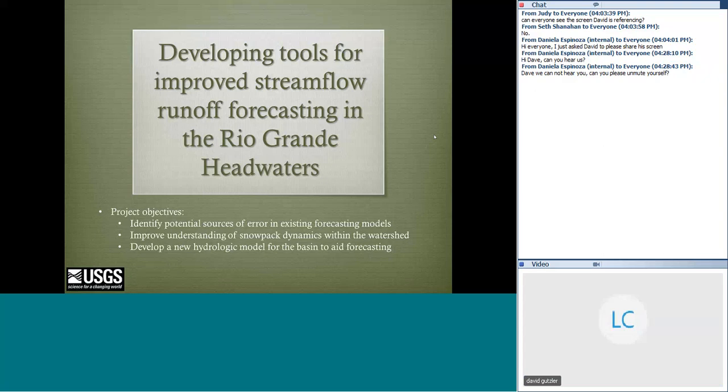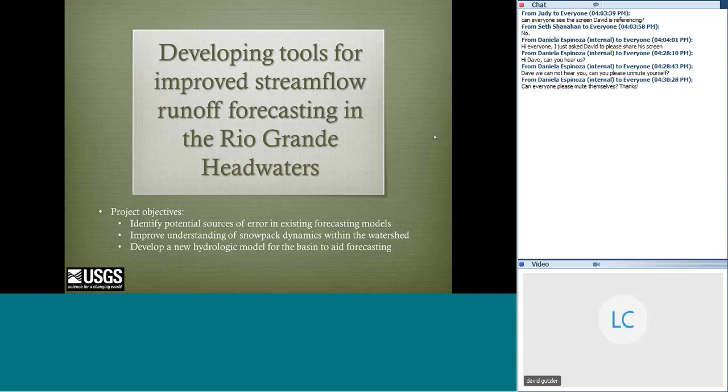So I'm going to start off our presentation with a simple overview of runoff, our water supply outlook, forecasts, and errors associated with those. Dave Gutzler gave a very nice presentation on the influence of climate variability and change on snowpack and on streamflow. Our presentation is going to focus a little bit more on the effects of disturbance on snowpack and streamflow and water supply.